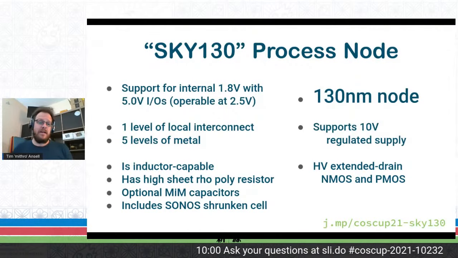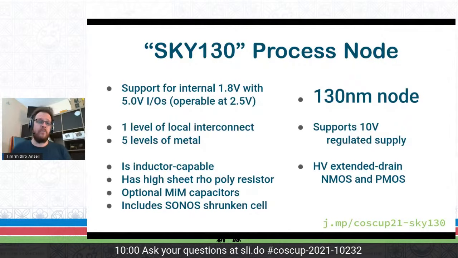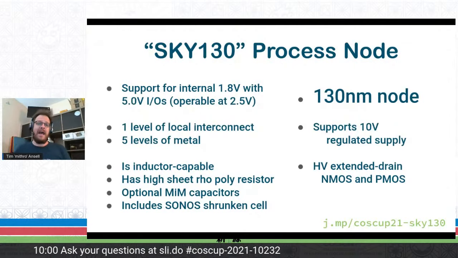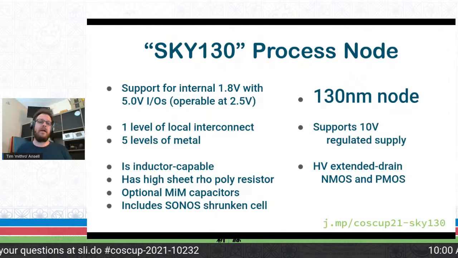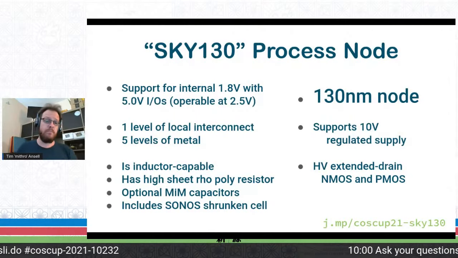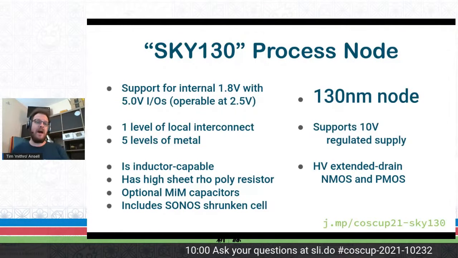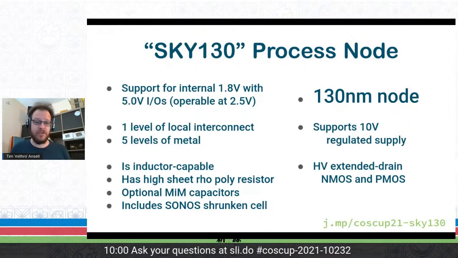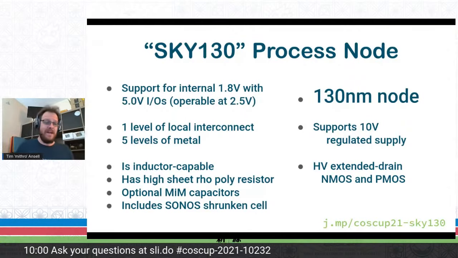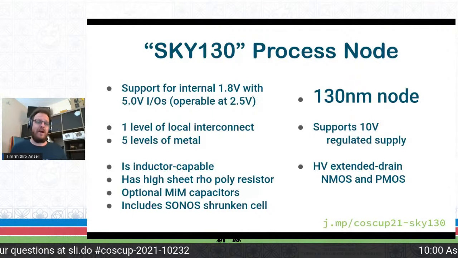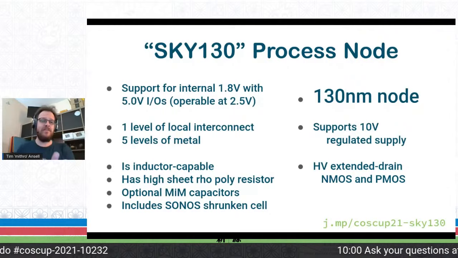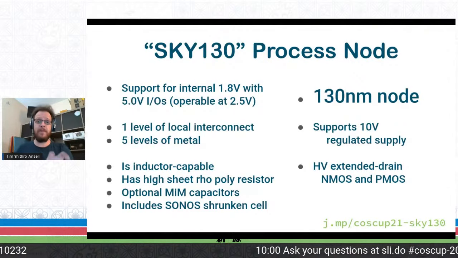It has 6 layers of metal, one of which is a local interconnect, and a lot of optional components like SONOS shrunken cells, MIM caps, high sheet resistance poly resistors, high voltage extended drain NMOS and PMOS. To me, that doesn't mean a lot. I come from a software background, but if you're an ASIC person, this hopefully is making you reasonably excited.